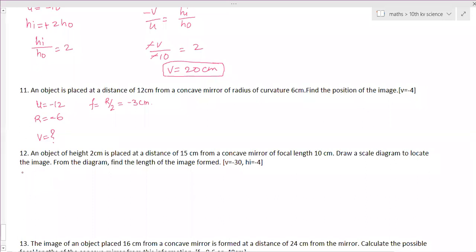HO is equal to 2 centimeter. Okay. U is equal to minus 15 centimeter. Very good. And F is equal to minus 10 centimeter. Very good. So what we have to calculate is the distance and the height of the image formed, that means V and HI. So calculate V and HI, everyone. Now I will not solve because you know how to solve. Solve and tell me the answer.